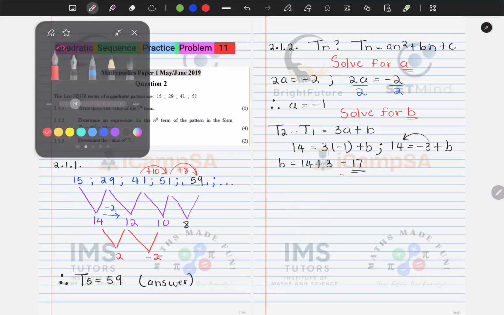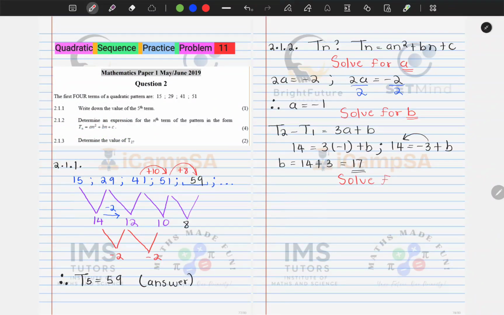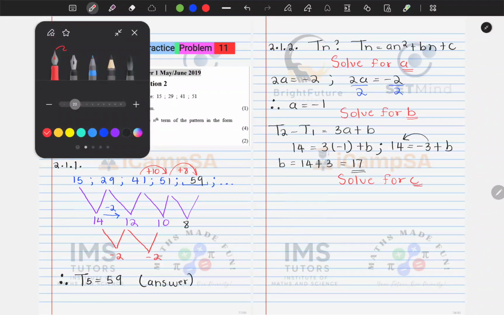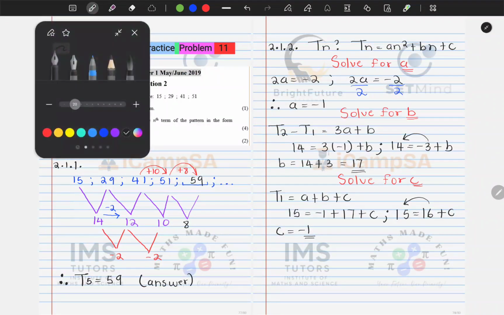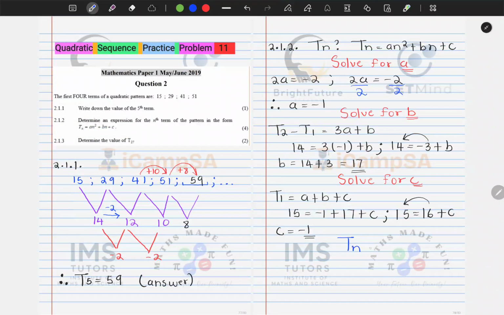Let's go and solve for c. When solving for c, we will use the first term, which we do have here. And T1 will always be a plus b plus c. The first term is 15. So we have 15 equals, our a is -1, our b is 17, plus c. So this means we'll have 15 equals 16 plus c. So we can transpose and then have our c equaling negative 1.